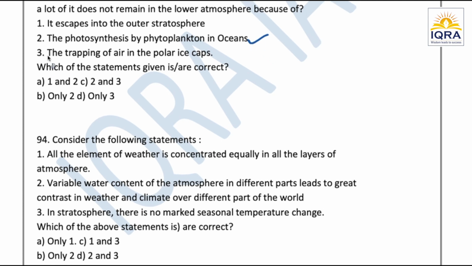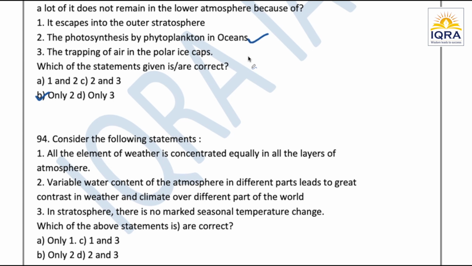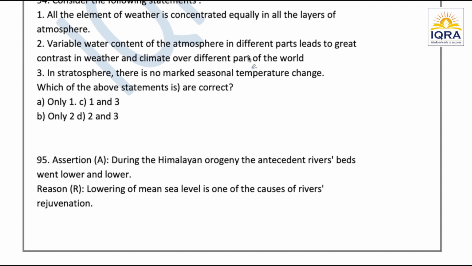But before that, statement 3 says the trapping of air in the polar ice caps. This is not the correct statement. So for this, our answer is B, that is 2 only, because they also work as a sink, which absorbs the carbon dioxide along with the photosynthesis by the phytoplanktons in the ocean. Hence, option 2 is the correct answer for this question.